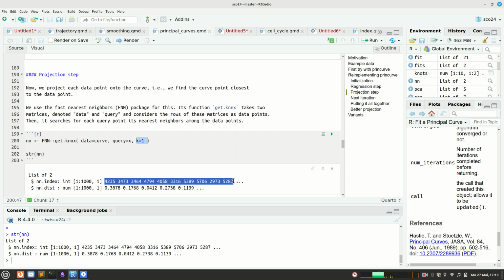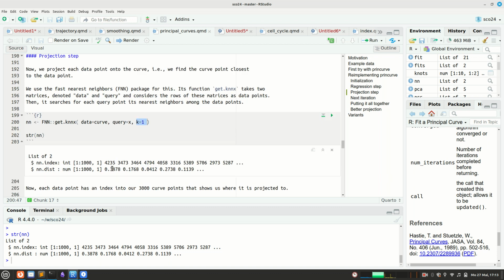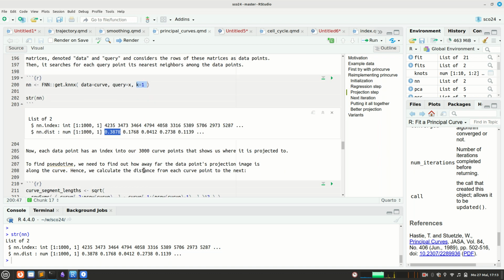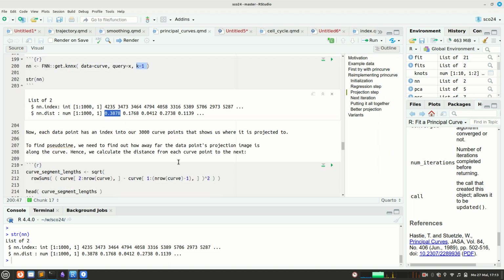This index here tells us that the first data point falls at position 0.42, because of the 10,000, it's the 4,200th. And I also get the distance. This is the projection distance from the point to the curve. But what I typically want, the pseudo time, should of course be the distance from the starting point measured along the curve.